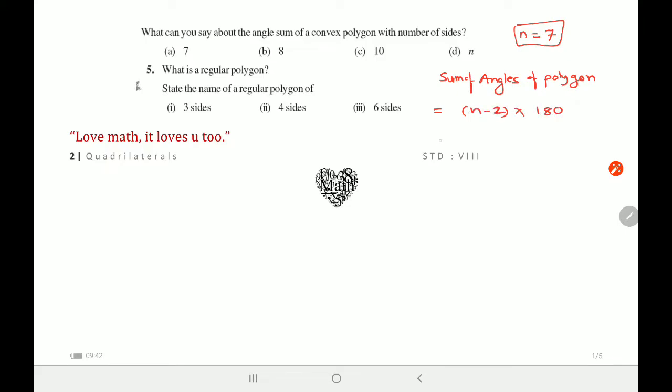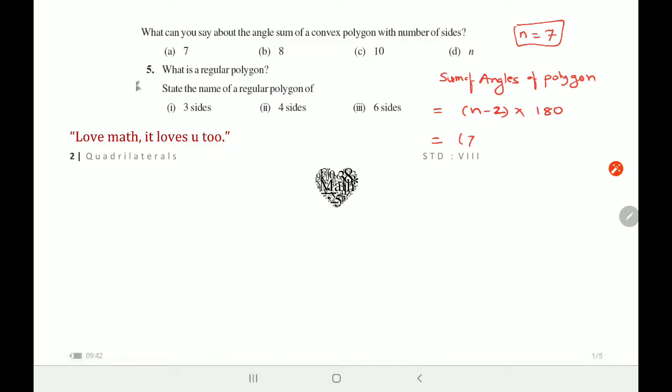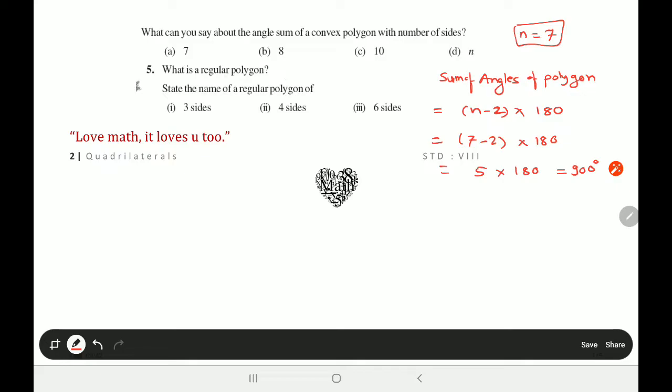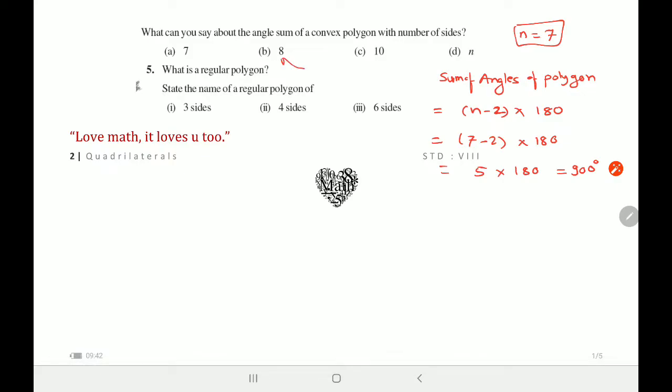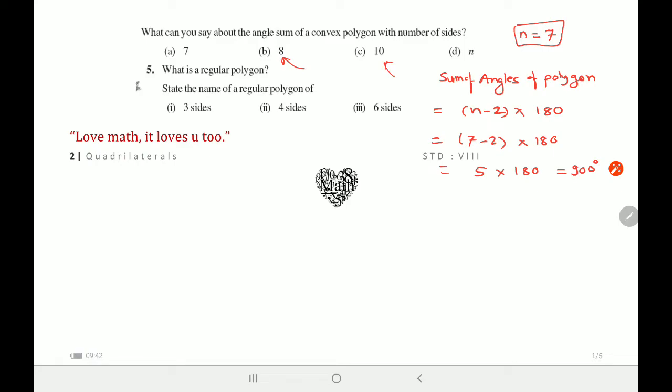Remember this formula, n minus 2 into 180, right? So if n is equal to 7, 7 minus 2 into 180. It's very clear, 5 into 180. So it is 900 degrees, right? So you can easily find out for all the cases. For 8 you can find, for 10 you can find. Accordingly, n is this answer.